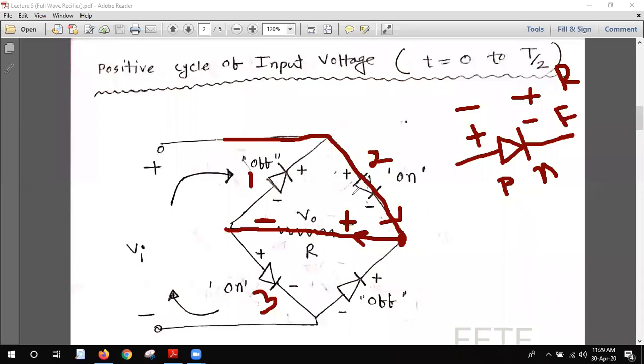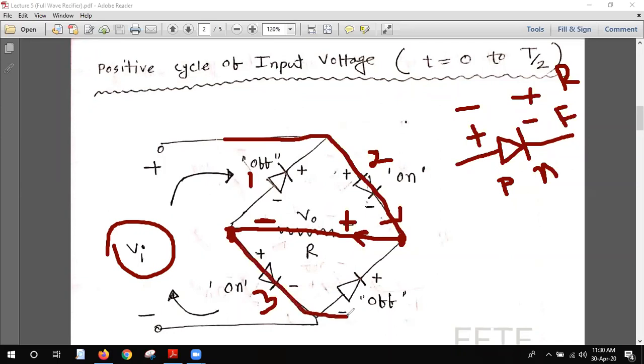So there will be no voltage drop. So the whole voltage, the whole Vi will be in the resistance. So now the current has come to this point. Now the current will start to flow here.